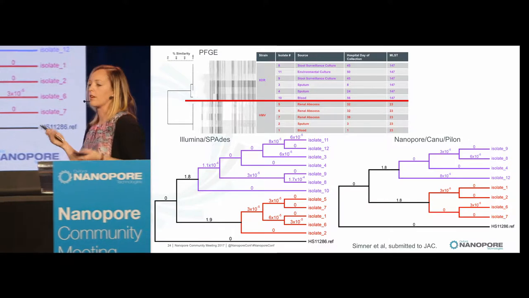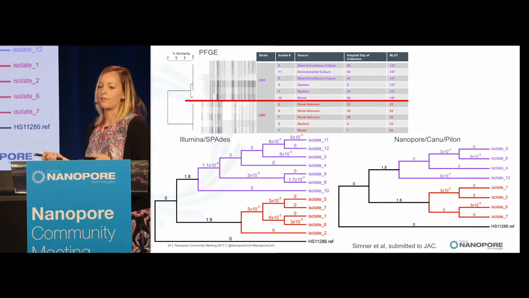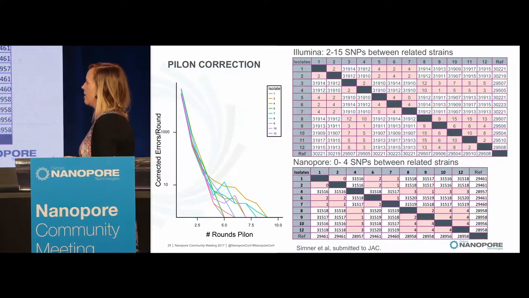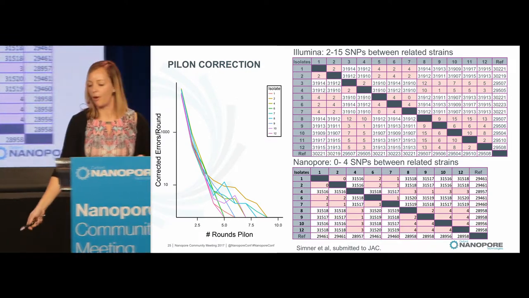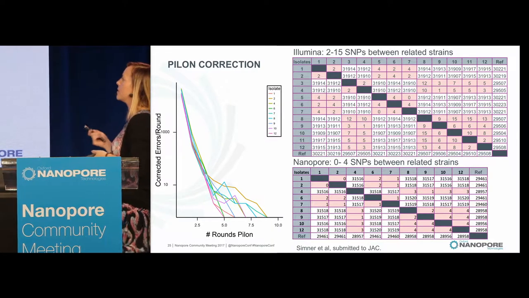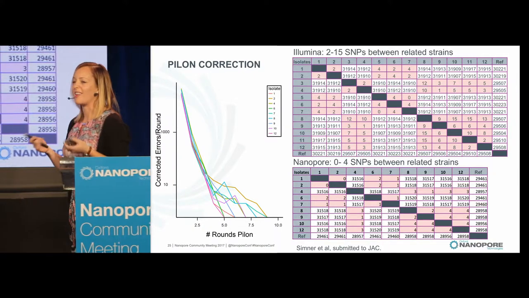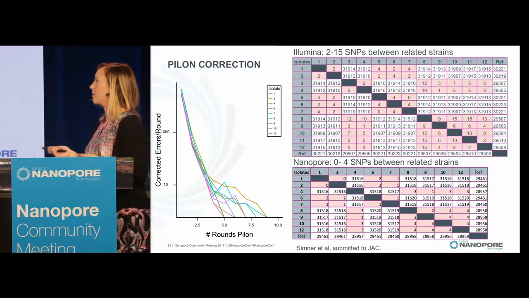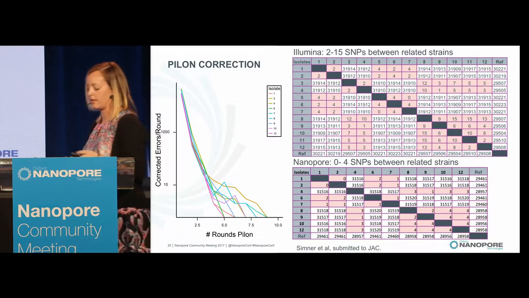One was this extensively drug-resistant strain, the highly drug-resistant strain, and the second was the more virulent strain clustering together. We could show this clustering with all the different methods that we applied. But taking it a step forward with whole genome sequencing, we could do single nucleotide polymorphism analysis, where with Illumina we got 2 to 15 SNPs initially between related strains, whereas with the Nanopore data it was a little bit more error prone, so we were seeing a lot of SNPs, and it was difficult to analyze that at first. But we did use our Illumina data to correct our Nanopore data, and we were able to get down to 0 to 4 SNPs between the related strains with multiple rounds of Pilon analysis.